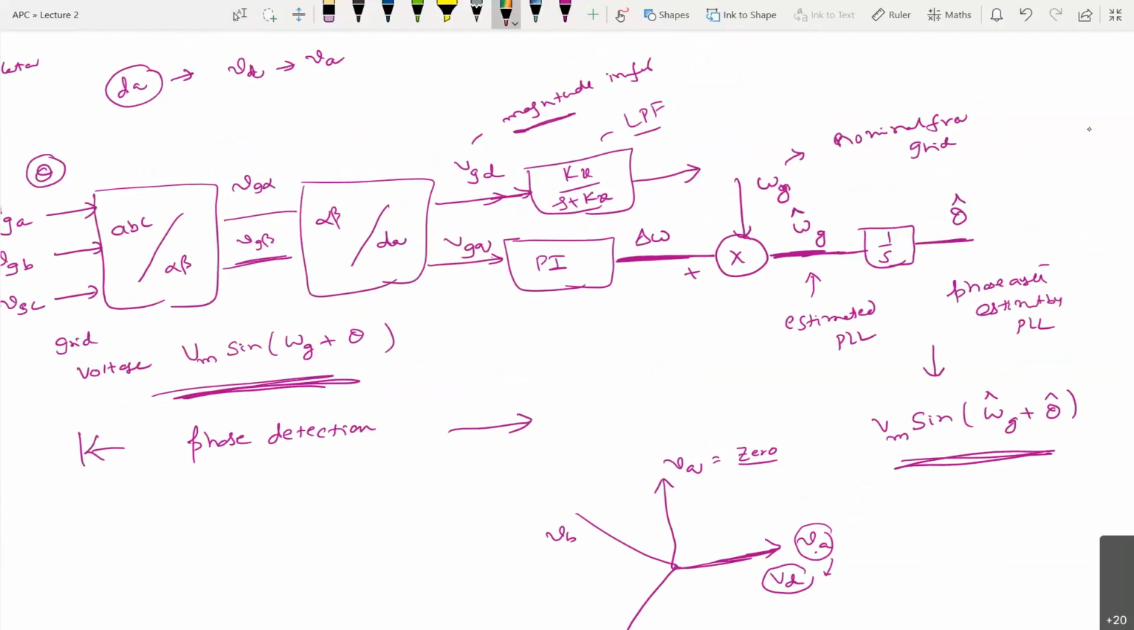Here we have this PI controller. The objective of this PI controller is to make the steady state error 0, right? So under steady state, we can expect that this is close to 0. If this error is completely 0, then omega g bar will be equal to omega g, the grid frequency. Clear?